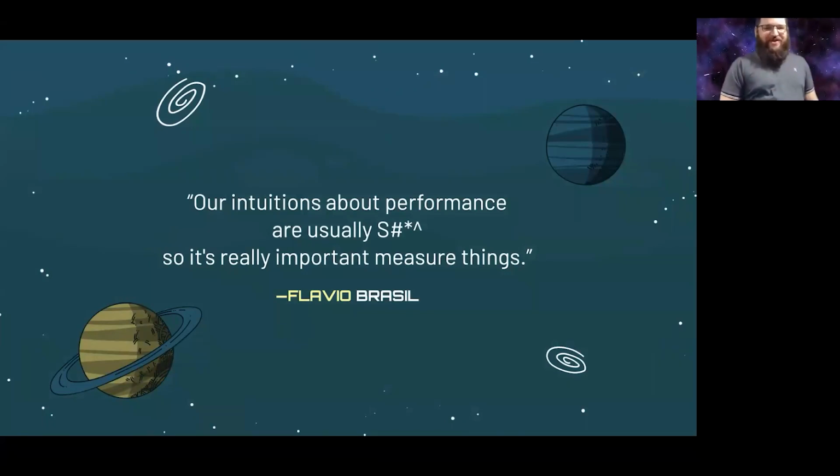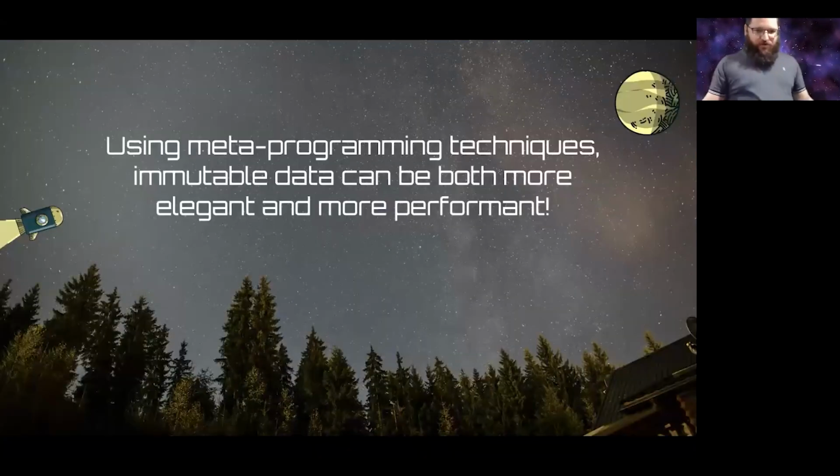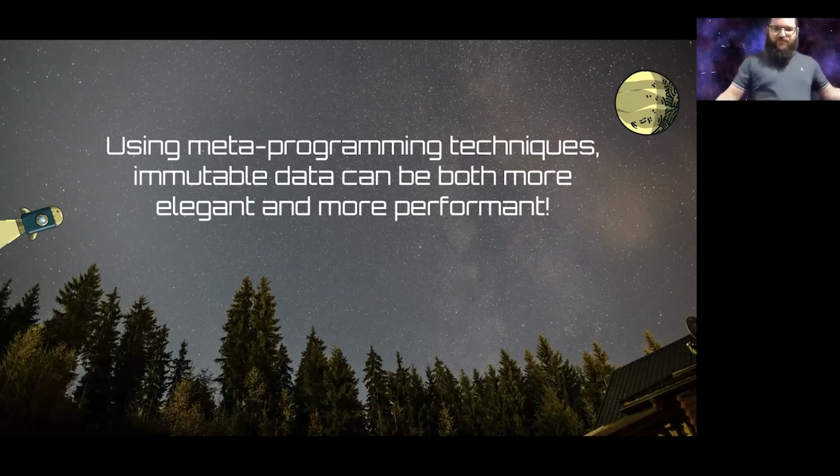And this always reminds me of a great quote by Flavio Persil, who is the author of Quill. He basically says, look, our intuitions about what performance should be are usually pretty darn bad, which is why the best approach is to measure things and then to go from there. And then, of course, the conclusion here is that using metaprogramming techniques with immutable things and functional things can have even better performance in some cases than mutable things.